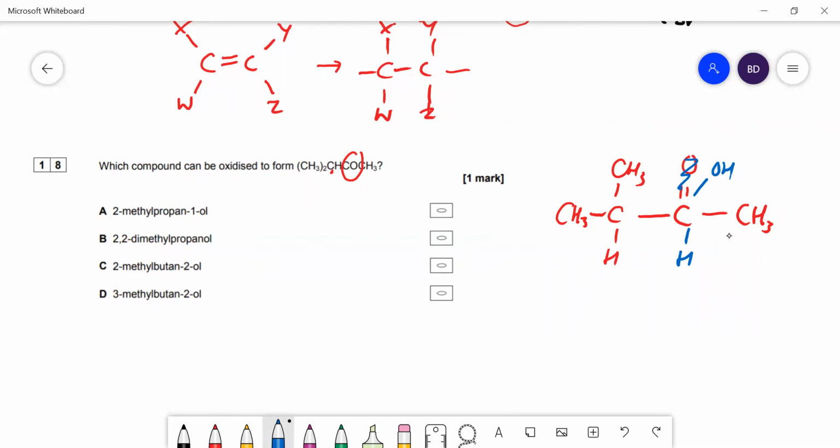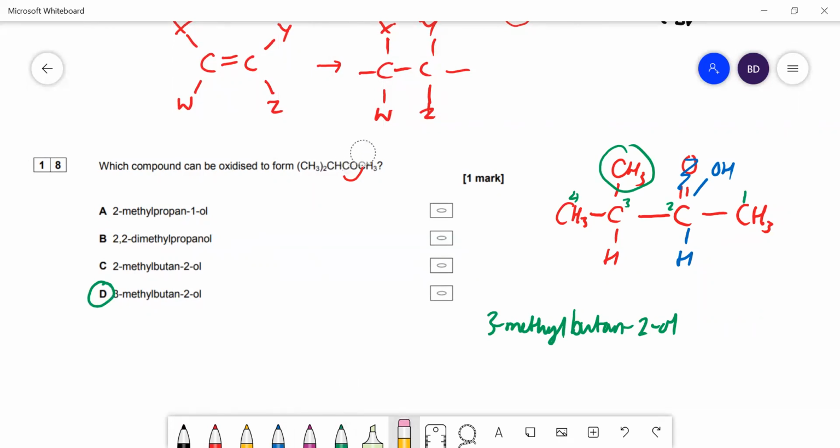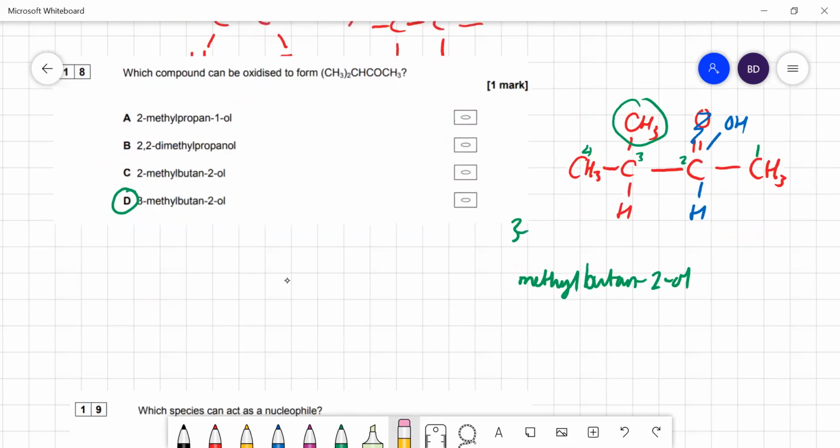What's that called? Let's just see what it's called. It's called 1, 2, 3, 4 is the longest chain. It is called butanol, isn't it? But we've got to remember we've got a methyl group on number 3, so it's 3-methyl butanol. Is that there? It is. There it is. That's our answer. So always draw it out. Don't try and do these things in your head, because you think you're saving time by not writing it out. You're more likely to get it wrong. It's not saving time.